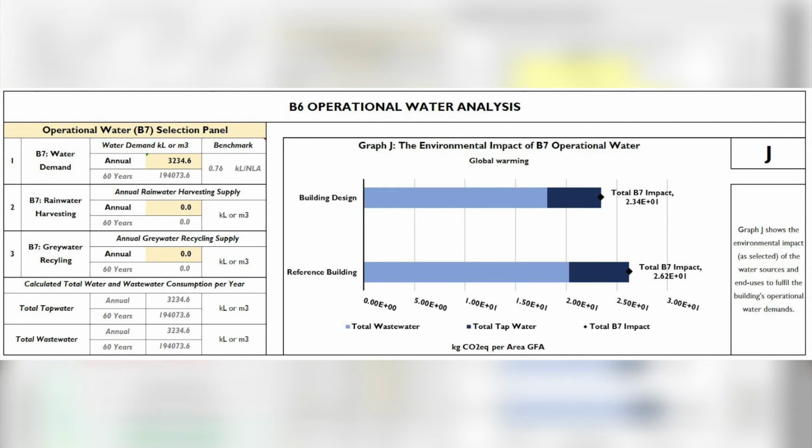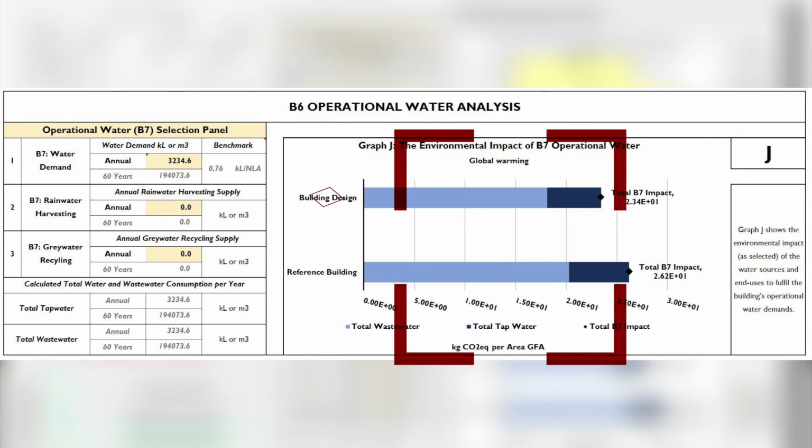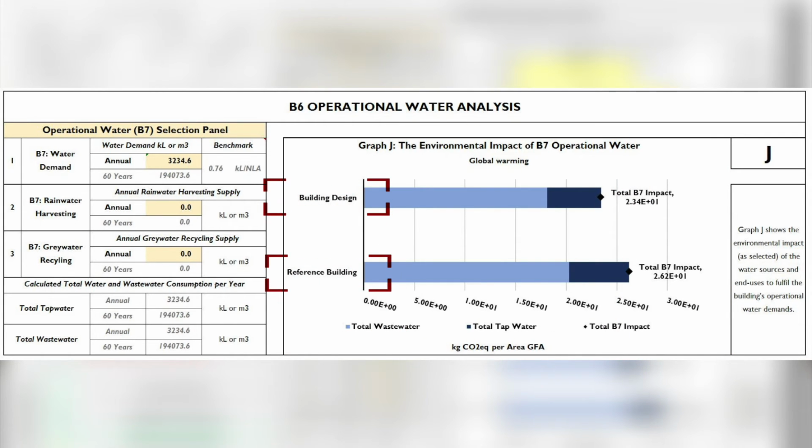Graph J, Building Operational Water Analysis, shows the total operational water impact comparison between the design building and a reference building. This graph separates total B7 impacts into wastewater and tap water end uses. The use of water conservation measures reduce the impact of these two end uses.